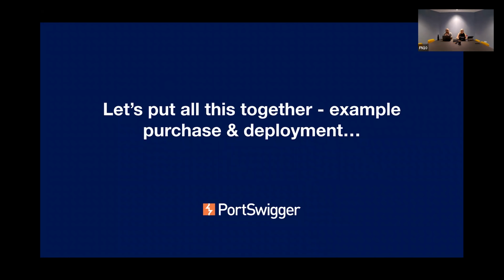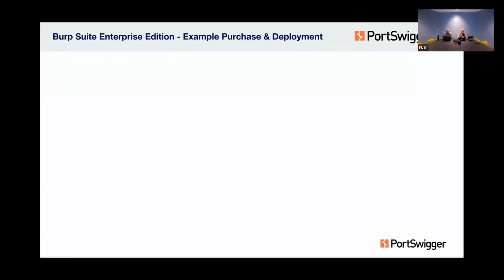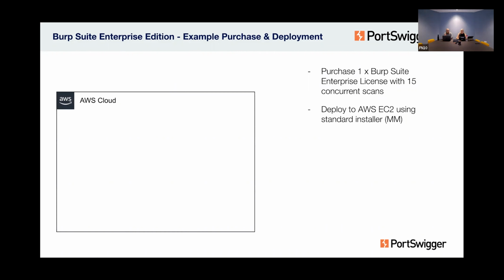So if you put all that together, from Hannah's coverage of the licensing to the architecture, this is essentially what an example purchase and deployment would look like. So let's just say you've purchased your base Burp Suite Enterprise license and you've gone for 15 concurrent scans, because through the trial, that's what you've determined is the sweet spot for your concurrency. You've decided you want to deploy via the standard installer multi-machine deployment, and it's going to be to AWS EC2.